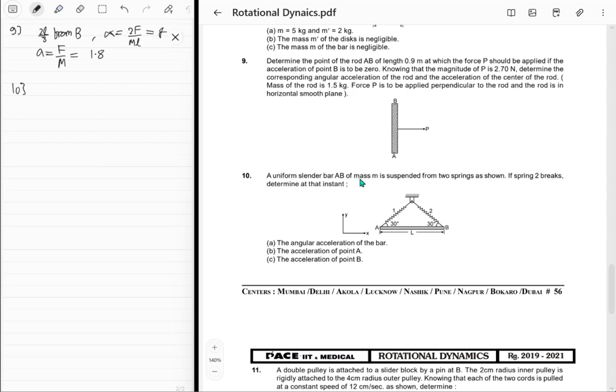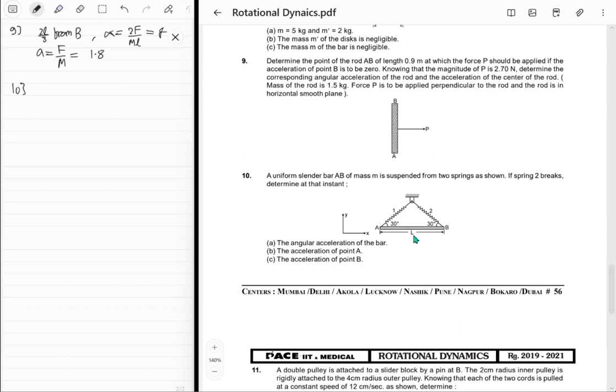Uniform slender bar AB of mass M is suspended from two spring restraints. If spring 2 breaks, determine at that instant. So, spring 2 breaks. The extension is not changing instantaneously, and that's why the force is the same. It's still the same. So just figure out that force. Oh yeah, that's how it's going to be.